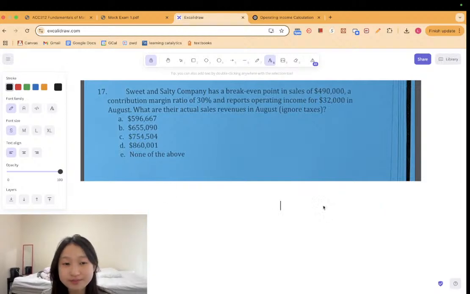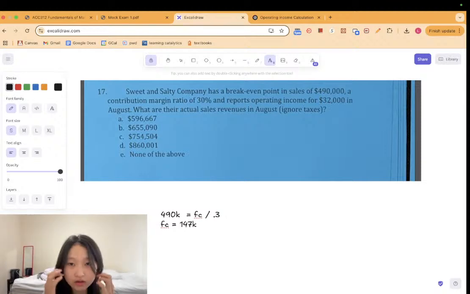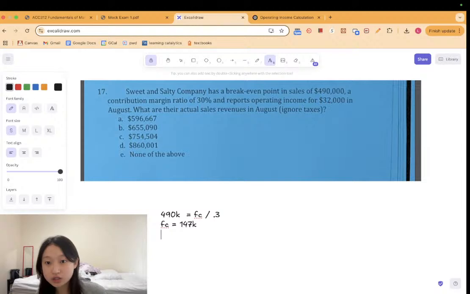So we have the break-even point in sales, which is 490,000. So we know that 490,000 is equal to our fixed cost divided by our CMR, which in this case is 0.3. So then we can find our fixed cost, which is equal to 490,000 times 0.3, which gets you to 147,000. We also know that our operating income is 32,000, right?